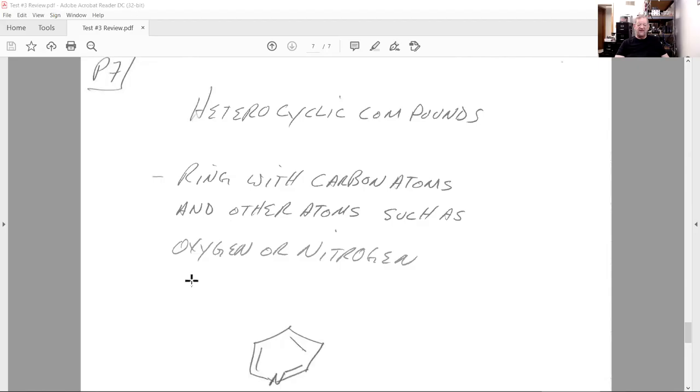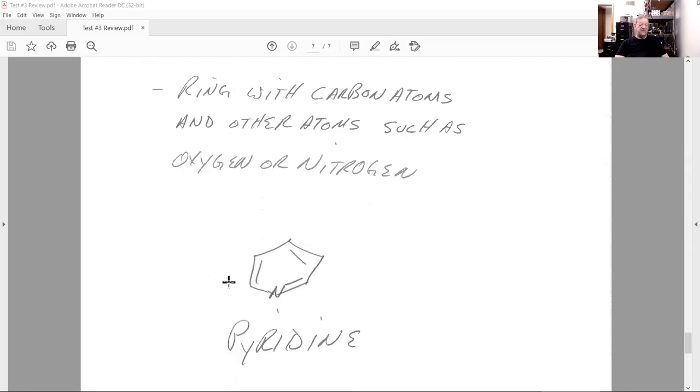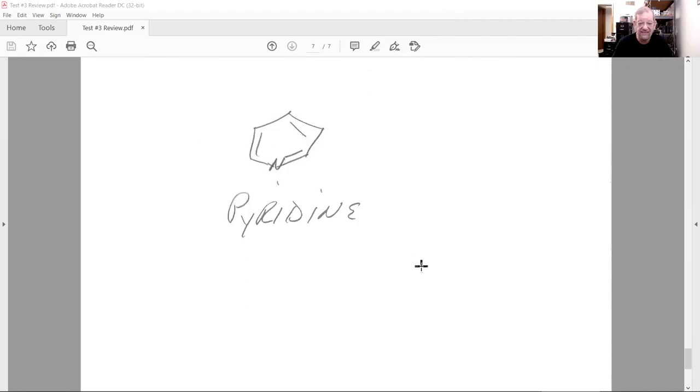Now, the only one I'm going to ask you to learn is this one, pyridine. It looks like benzene, except one of the carbons has been replaced by nitrogen. And this reacts like a tertiary amine, among other things it's used for. It was used to make the quaternary ammonium salt in my mouthwash. The end. Any questions?